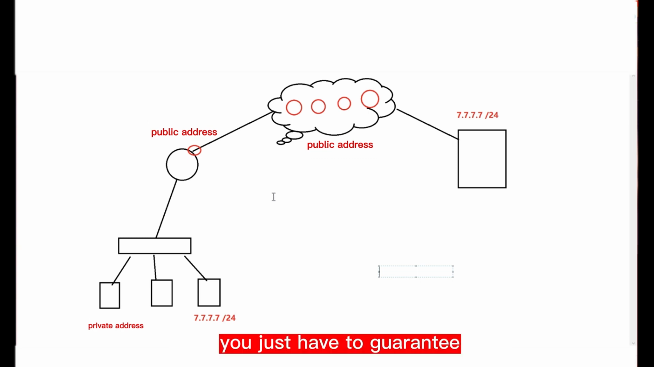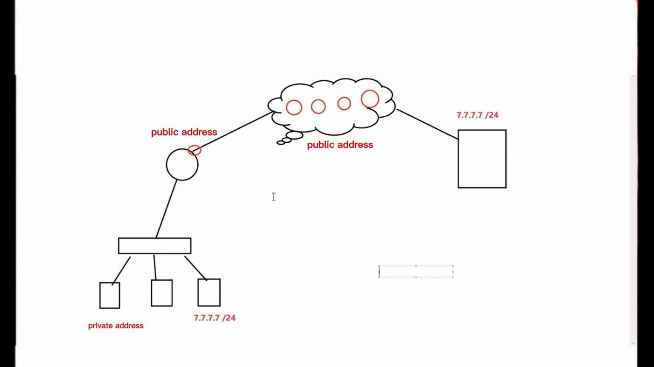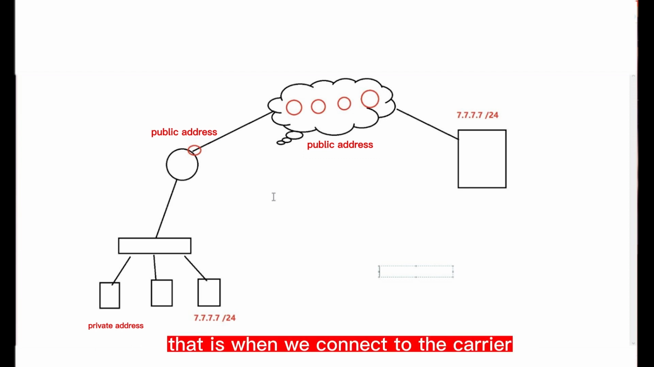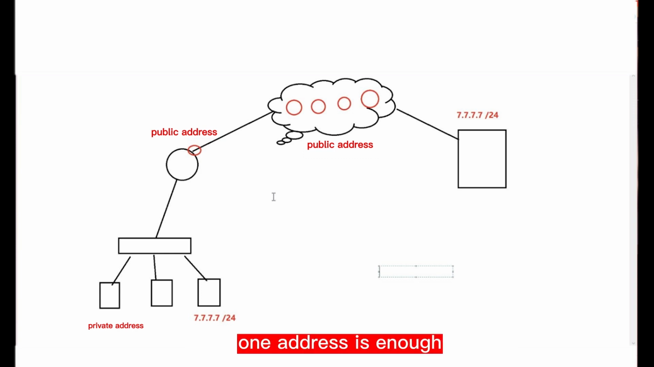You just have to guarantee there is no internal conflict. Because to the outside world, now this is internal. No one cares who this is. In the end, we are all going to perform NAT. That is, when we connect to the carrier, one address is enough. It can meet the current needs of internal internet access.